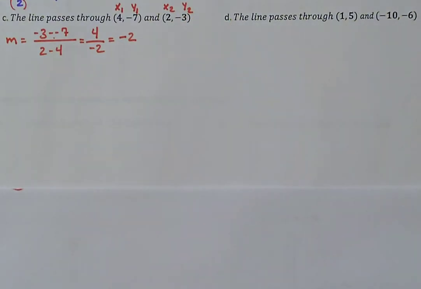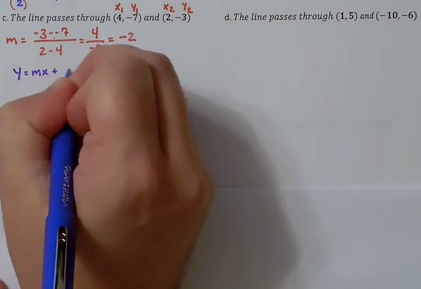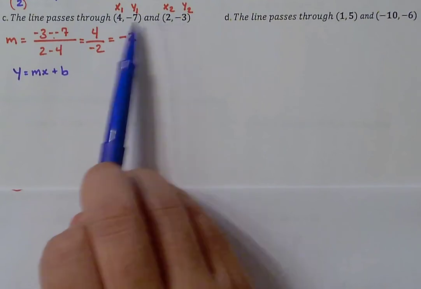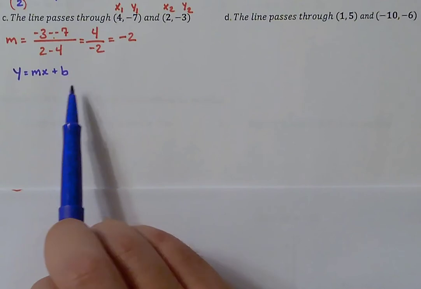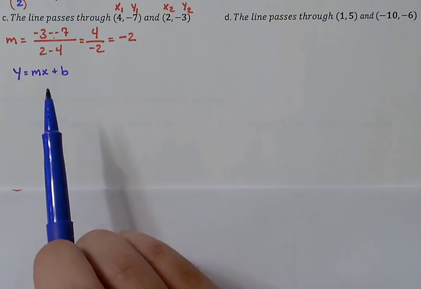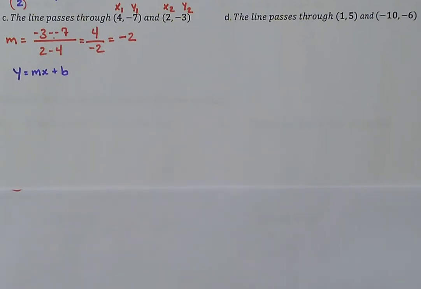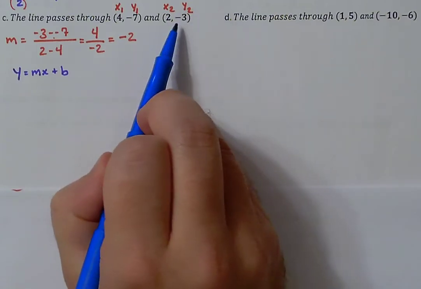Now, from here, you can run through whichever method you would like. For this one, I'm going to go back to slope-intercepts, my y equals mx plus b. From here, I'm going to choose one of my set of points, plug it into y equals mx plus b, take my slope and plug it in. We're going to solve for b, write my slope-intercept form, and then change it to standard. So, let's go ahead and let's use 2, negative 3.